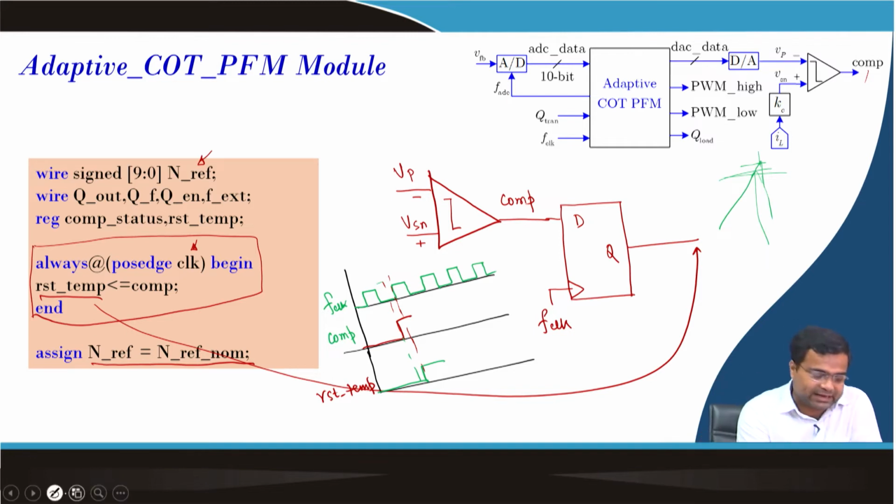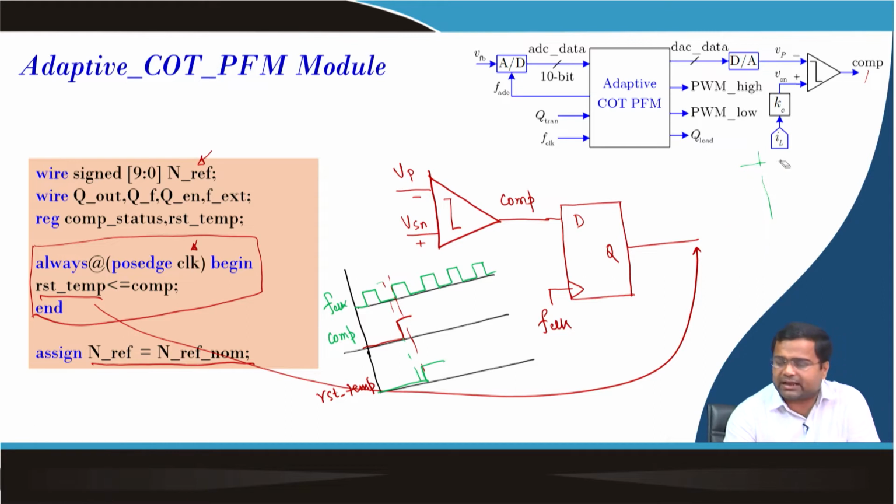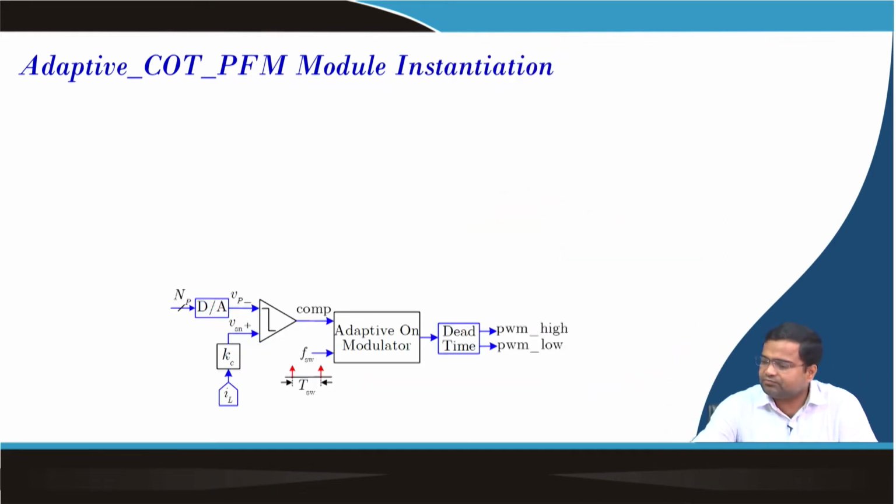So, it may exceed the actual constant on time, but there are n number of ways to tackle and solve this problem, but I am not going to discuss this because it depends on the user.